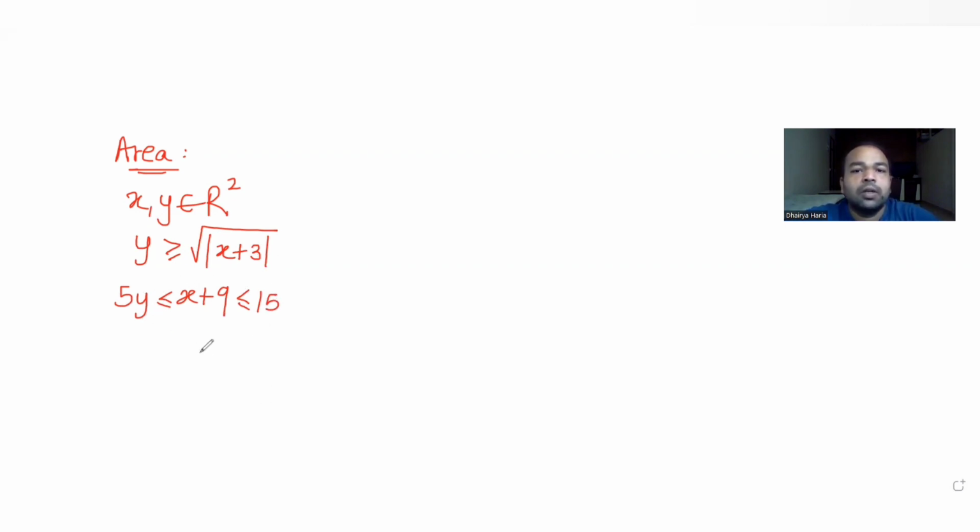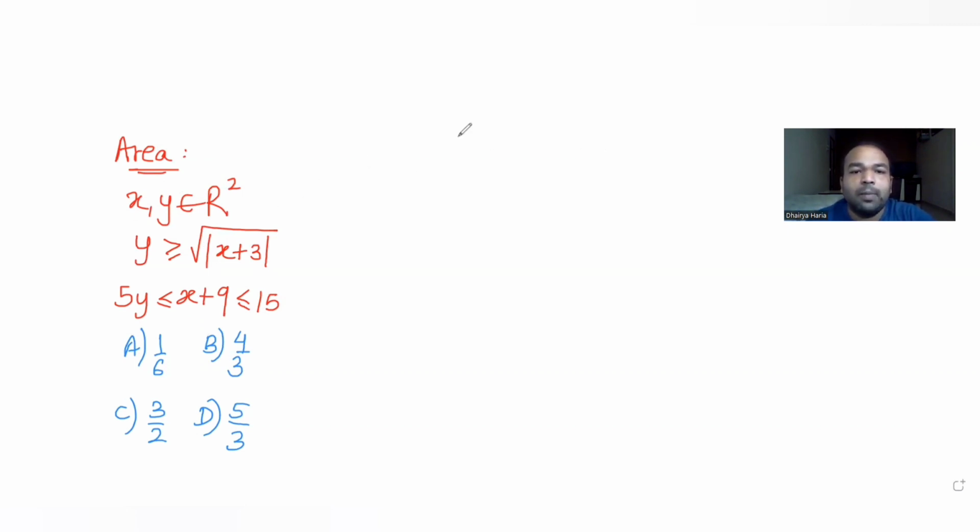enclosed within this. The options given to us for the area are 1 by 6, 4 by 3, 3 by 2, and the last option is 5. So we have to find which out of the four options is correct, which determines the area of this region given to us. Let's try to solve this.